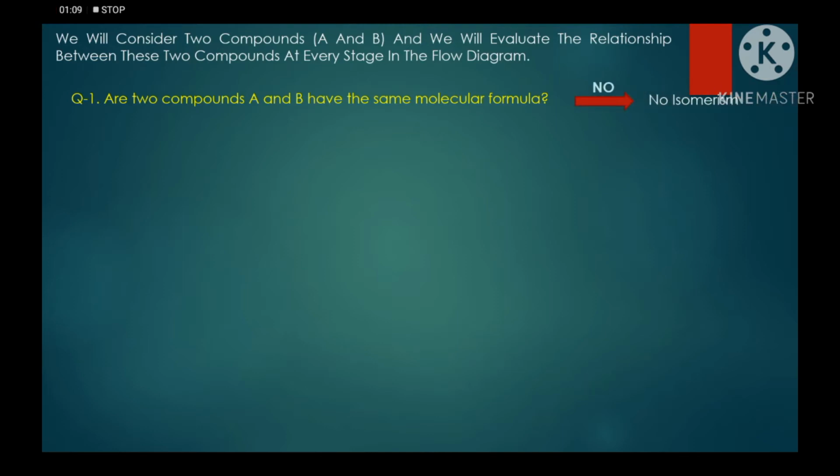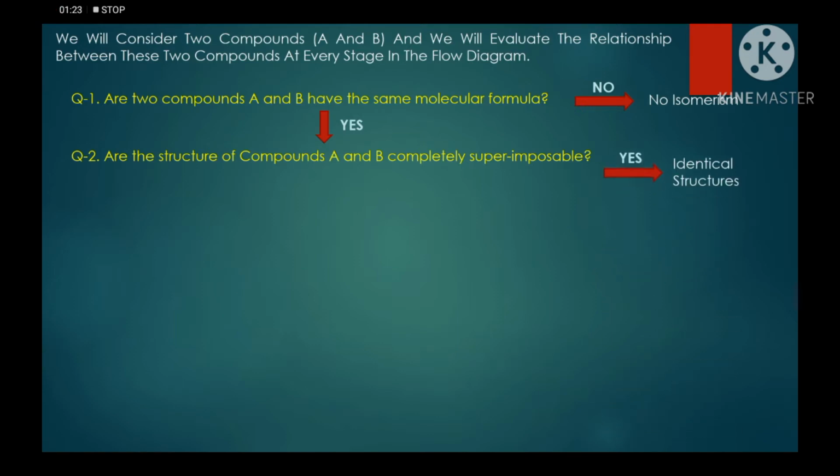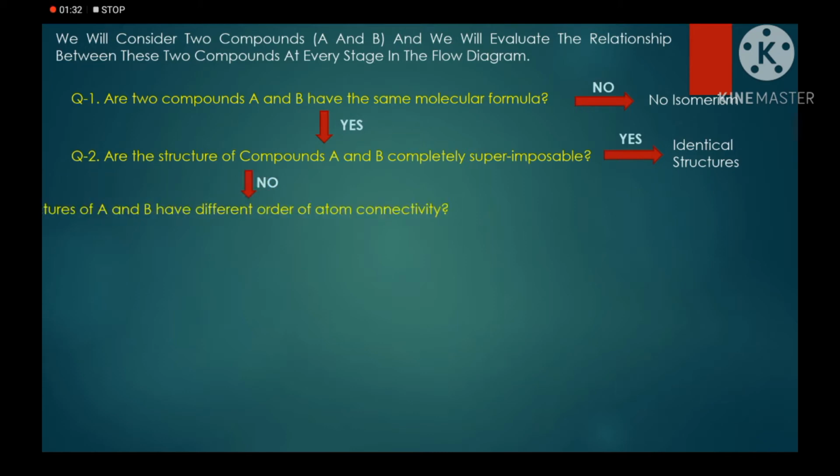After checking this first point, we check another point, that is, are the structures of compound A and B completely superimposable? If two compounds have the same molecular formula and their structures are completely superimposable, it means these two compounds are identical structures. Then we check for the third point, do the structures of A and B have different order of atom connectivity? At this point, we call them isomers. What are isomers? Two compounds having the same molecular formula and non-completely superimposable, we call them isomers.